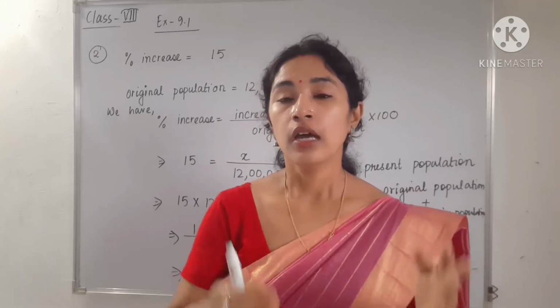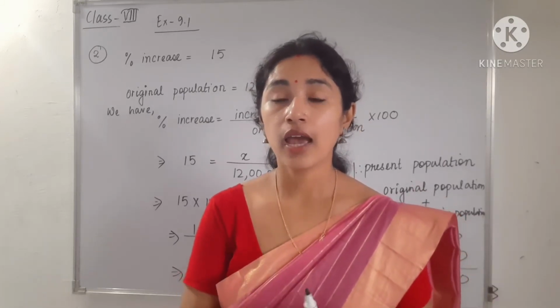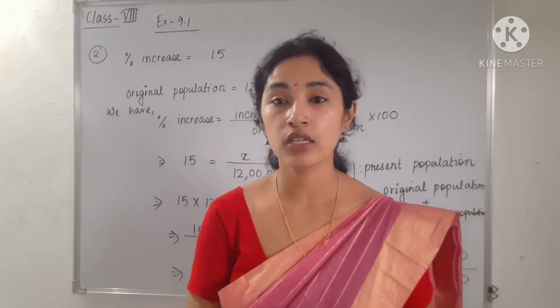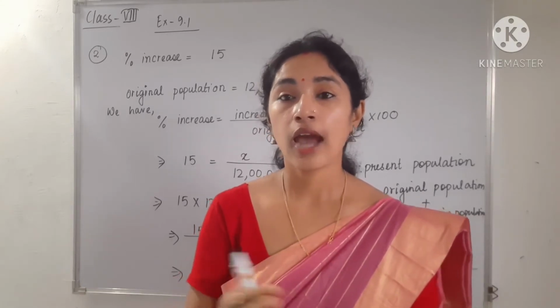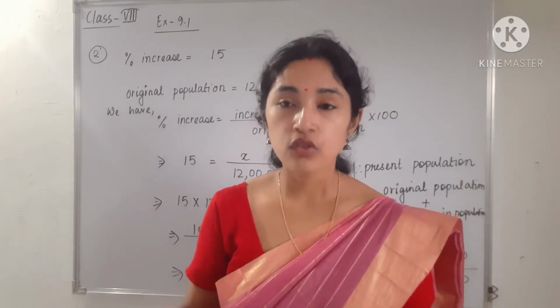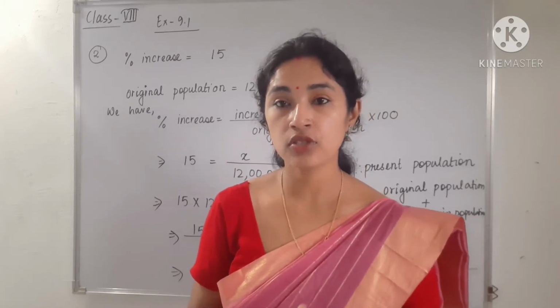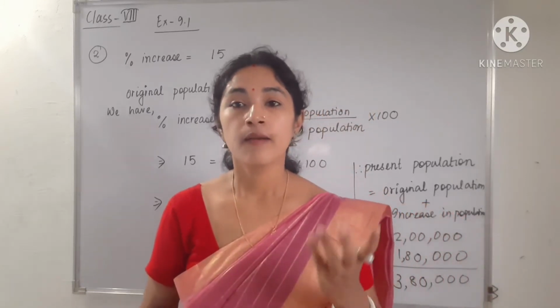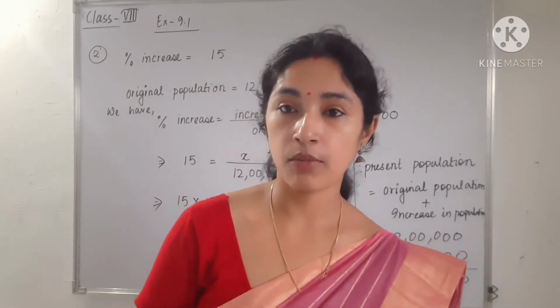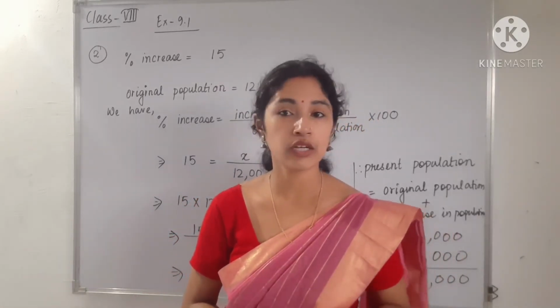So what we have to do? We have to add the previous amount with the change in the money. That means change in the amount. So what is the change? Change means either increase or decrease. So now the cost of the tomato is increasing. That means it is increased by 5 rupees. That means we have to add that increase amount with the previous amount to know the present cost of tomatoes. So that will be 25.